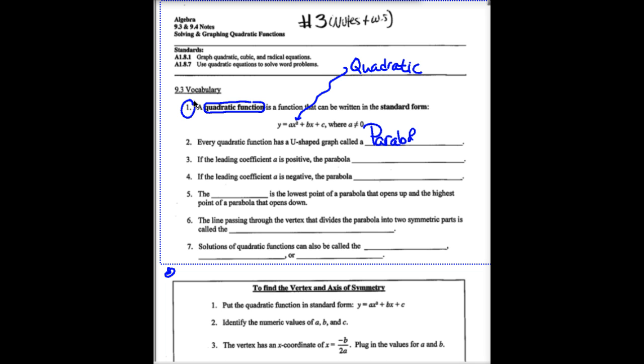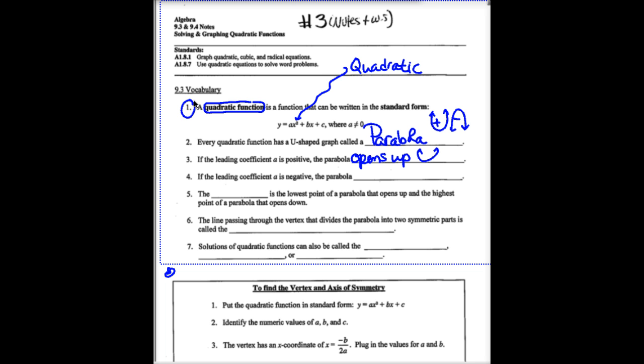All right? And those parabolas, we talked about it. They open up if that lead is positive, they make a smile. They open down if that lead is negative, they make a frown. So if the leading coefficient is positive, again, we say the parabola opens up. This is a repeat. We've had this before. So it looks like this.